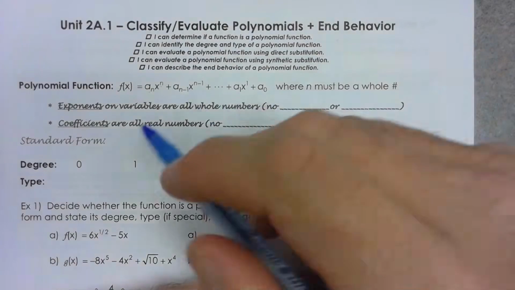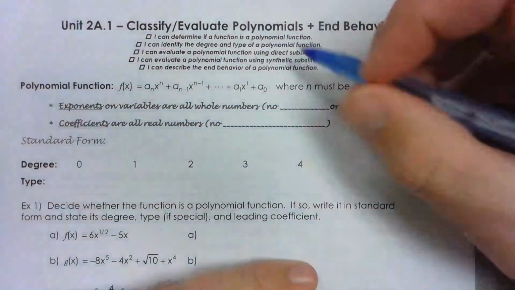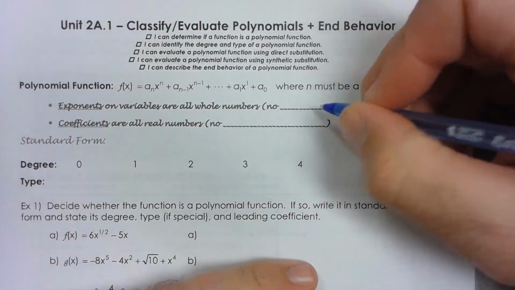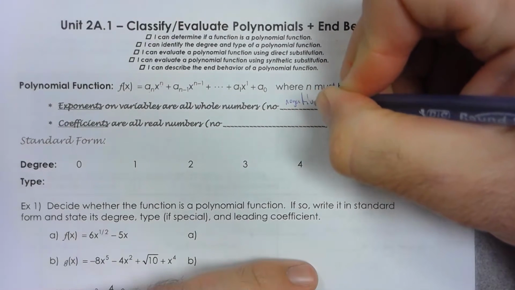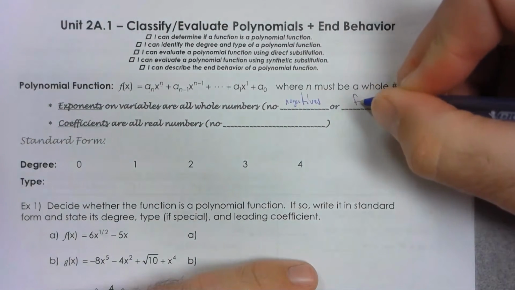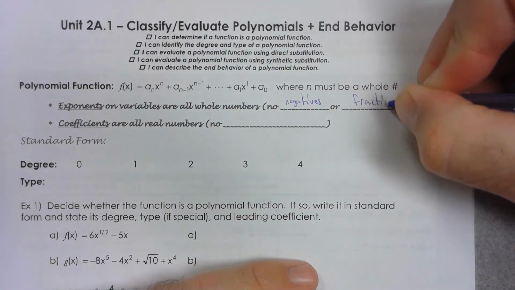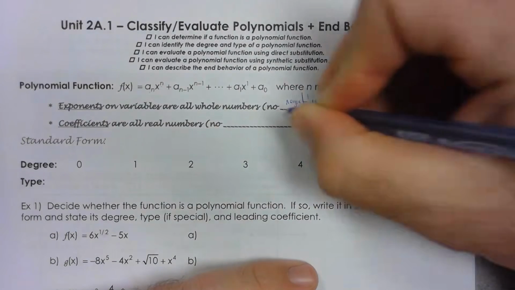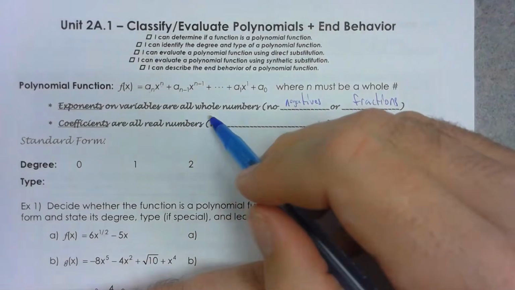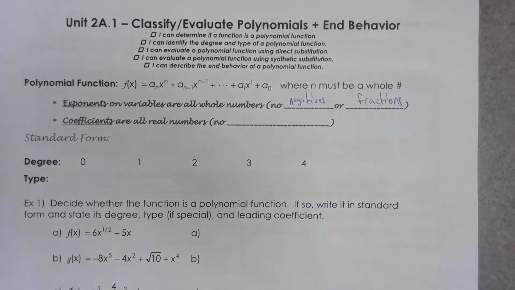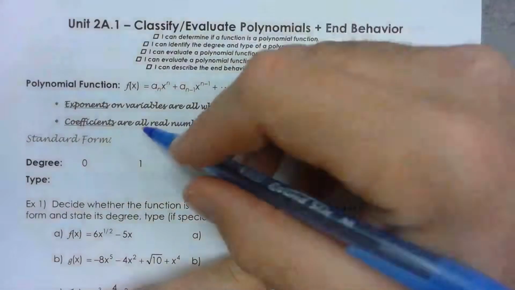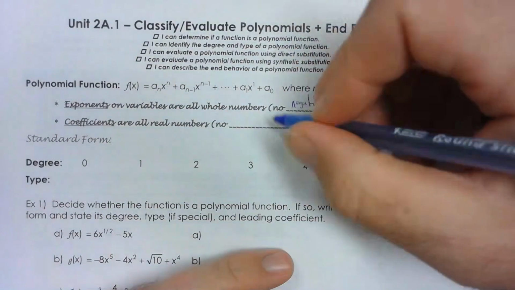All right, now in order to be considered a polynomial, the exponents have to be all whole numbers, meaning no negatives or fractions, decimals, right? They have to be whole numbers. The set of whole numbers also does not include any negatives as well. Otherwise, they'd be integers. The coefficients are the numbers without variables.